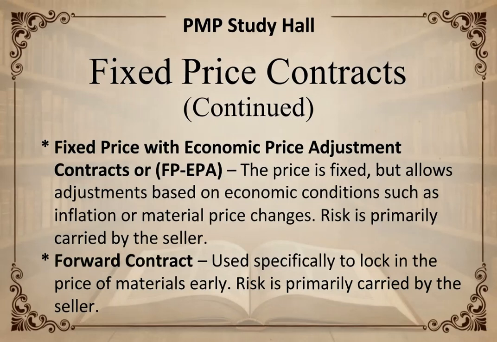Fixed price with economic price adjustment contracts, or FPEPA. The price is fixed, but allows adjustments based on economic conditions such as inflation or material price changes. Risk is primarily carried by the seller. Forward contract, used specifically to lock in the price of materials early. Risk is primarily carried by the seller.